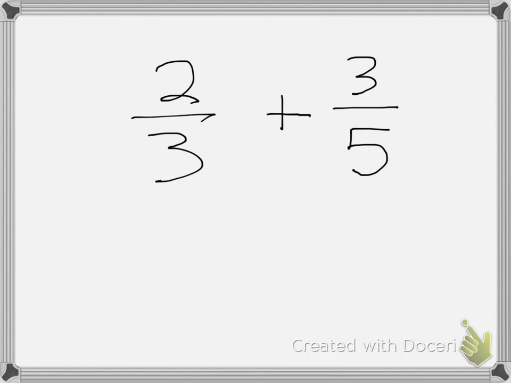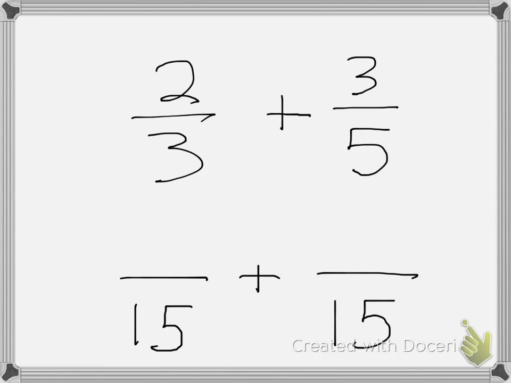Let's look at another example. Here again we just have a fraction on the left and on the right that are different size pieces, and we can see this by comparing denominators. And since these are different denominators, they are unlike things. Well, we can make them like things by again finding the least common denominator, in this case 15.